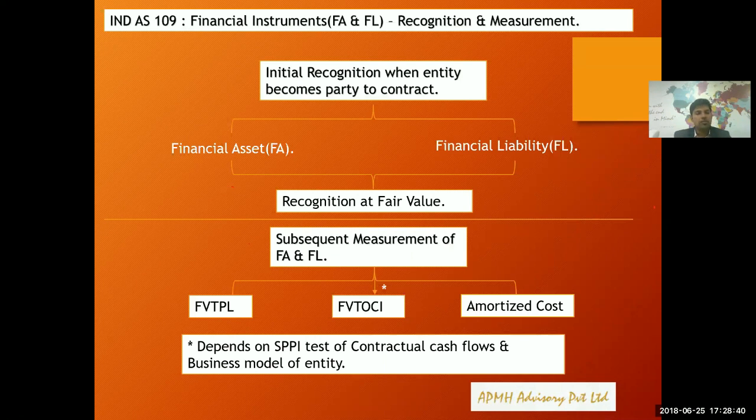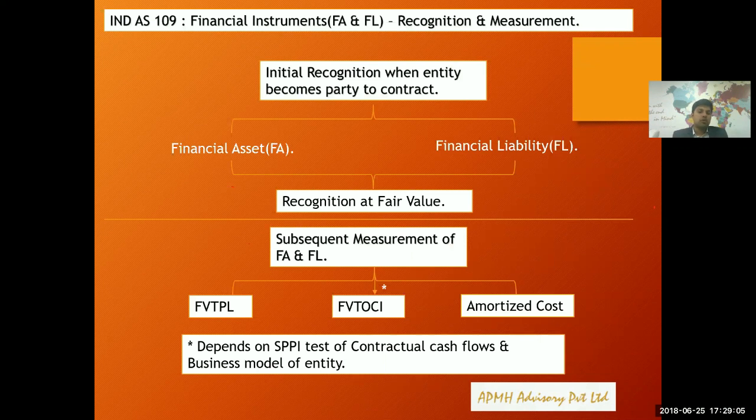Now, how will this classification, this measurement, be done? It will be based on the SPPI test, or contractual cash flow test. SPPI test of contractual cash flow and business model test. Now, what are these two terms? The SPPI test of contractual cash flow is nothing but checking solely whether your contractual cash flow from this financial asset are solely payment of principal or interest, or you gain something else also.